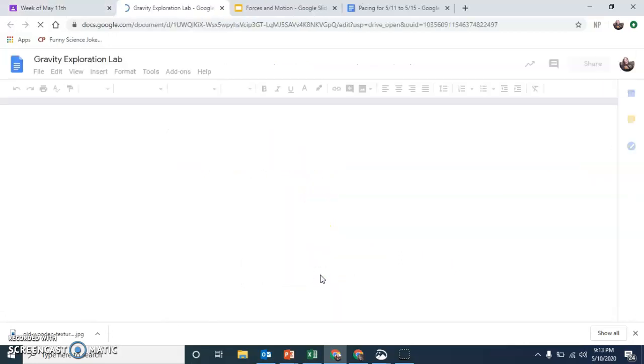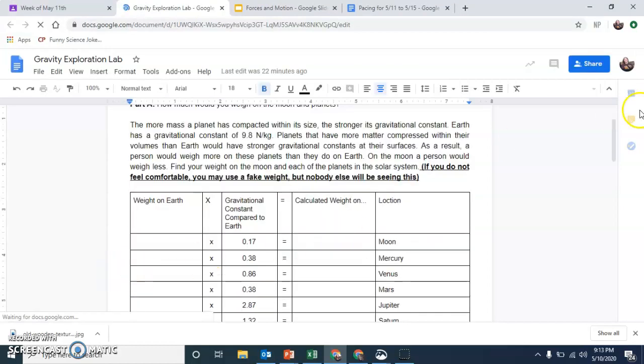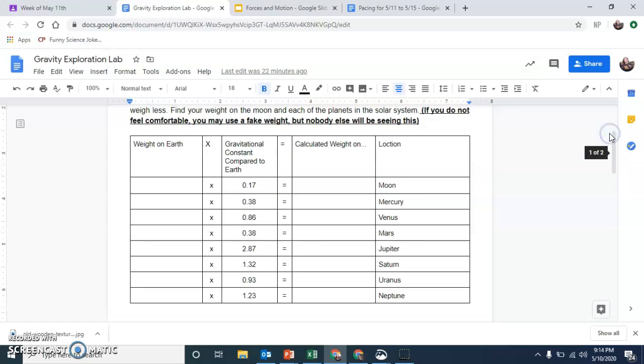For the gravity exploration lab, you'll notice that it's asking you to calculate your weight. If you don't feel comfortable, you do not have to put your real weight. So for example, if I was like 5 pounds, I don't have to put 5 pounds. What you're going to do for your weight is multiply it by the gravity compared to Earth to figure out what your weight on the different planets would be.